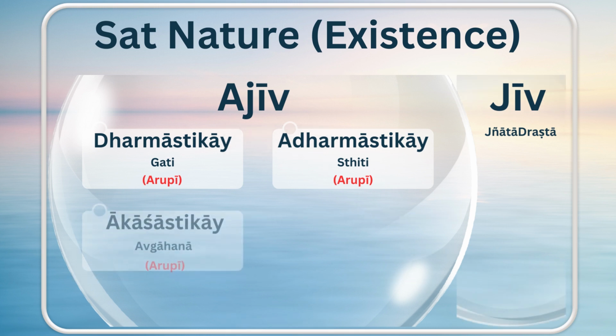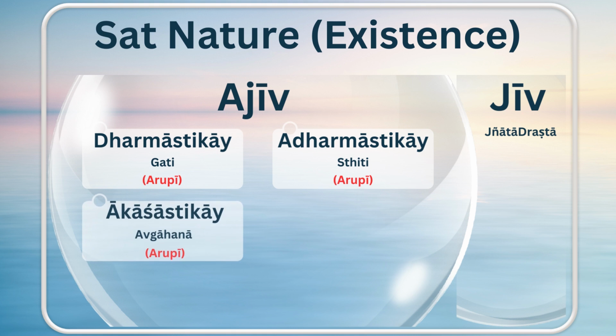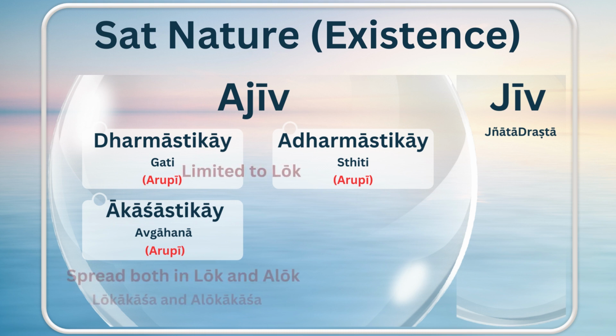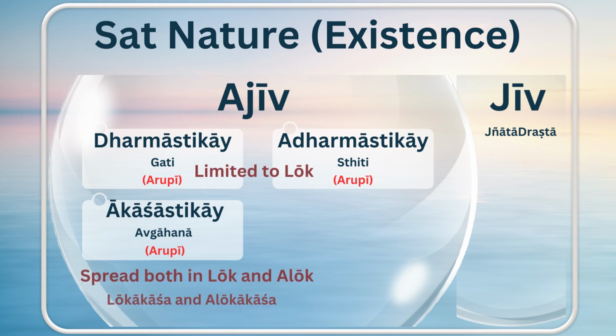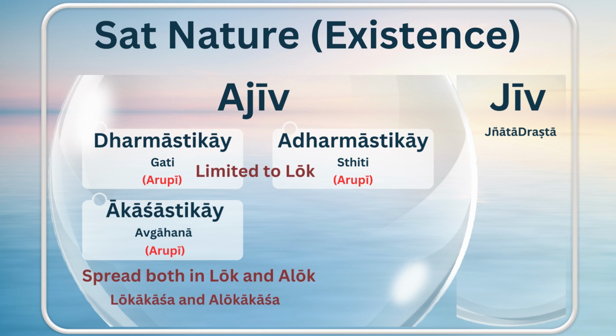The third type of Ajīv is called Akashastikāy. Akash or space means an empty or blank place. Akash provides avgahana, meaning space or support. Akashastikāy is also Arupī or Amūrta, meaning that it is also invisible. The spread of Dharmāstikāy and Adharmāstikāy is limited to lok. Akashastikāy is spread both in lok and alok. Alok is the empty space beyond lok.